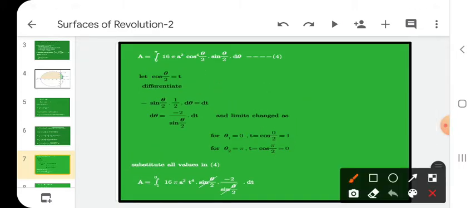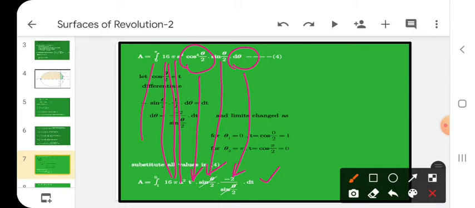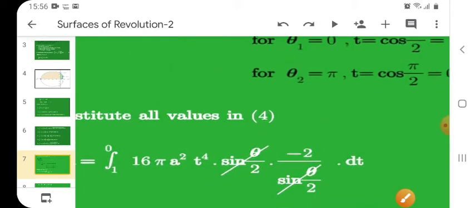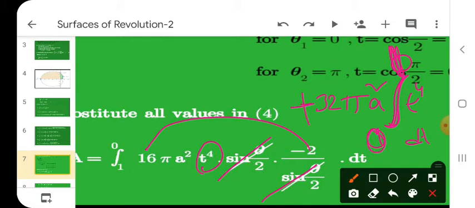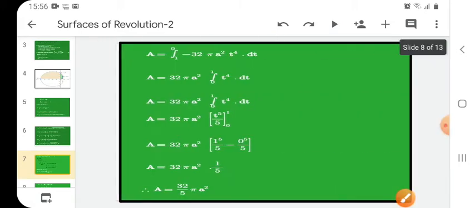Next what we have here? Sin theta by 2. Same 16 pi a square. Cos power 4 means t power 4. What is d theta? Minus 2 by sin theta by 2 dt, and limits are 1 to 0. Okay. See here, sin cancel. Minus 2 into 16, minus 32 pi a square integral 1 to 0. What is the remaining term? t power 4 dt. Here I changed the order of limits from 1 to 0 to 0 to 1. So we get plus. Okay, we change the sign also.